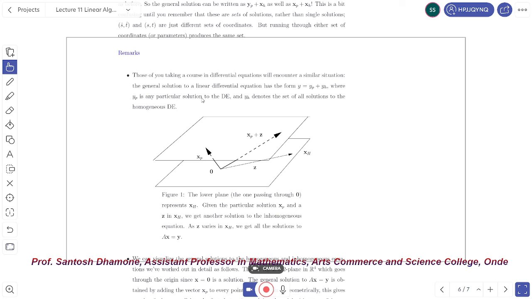This is the geometrical figure for the solution. This is the general solution, this is a particular solution, and the first plane contains the origin and the second plane does not contain the origin. The lower plane, the one passing through the origin, represents the general solution xh. Given the particular solution xp and z in xh, we get another solution to the inhomogeneous equation as z varies in xh. We get all the solutions to Ax is equal to y.